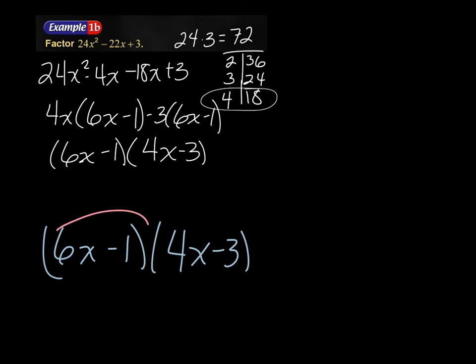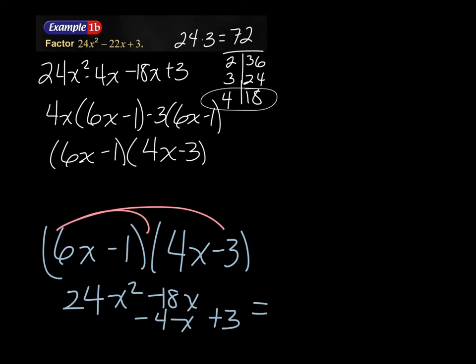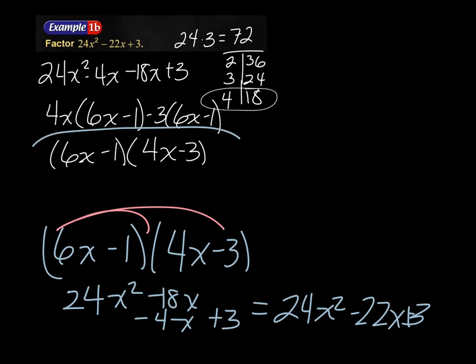As always, it's a good idea to check, at least in your head. So if we FOIL that back out, we're going to have 24x squared minus 18x minus 4x plus 3, which equals 24x squared minus 22x plus 3, which is what I started with, so my factored form was correct.